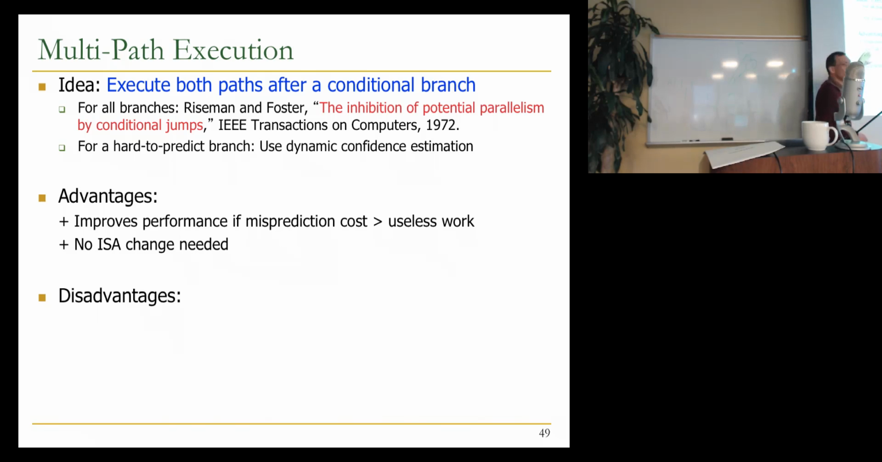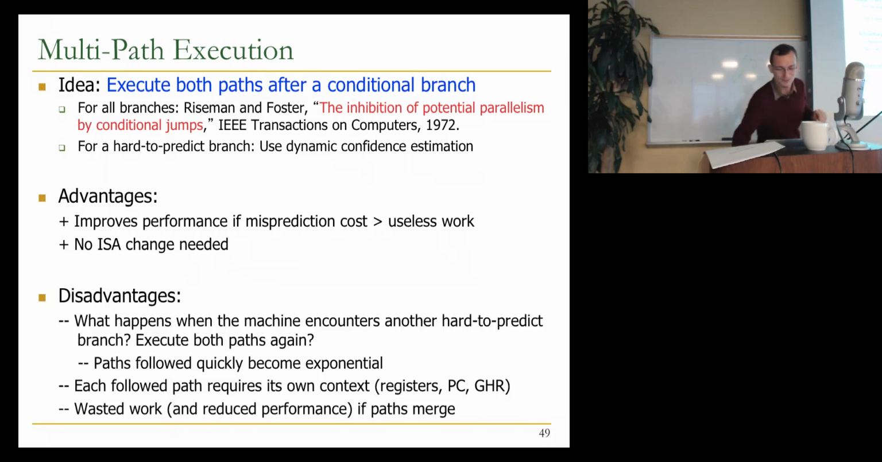The big advantage is no ISA change is needed. You just need to figure out 2 paths and go down. The hardware needs to be changed because you need to be able to have 2 sets of register files, because these are different paths. Really, you need to have a context for each path.